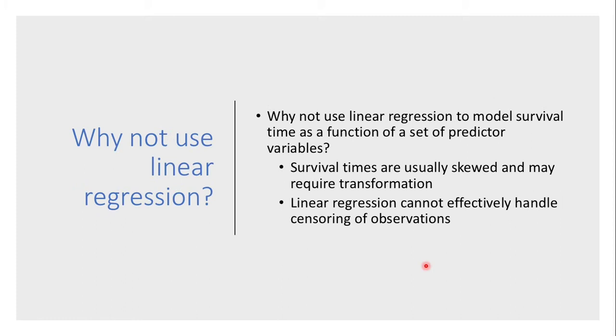Why not use linear regression to model survival time as a function of a set of predictor variables? Well, the problem is survival times are usually skewed. And so many times they're going to require transformation to make them look like a normal distribution so they can be used in a regression model. And the problem is linear regression or multiple regression cannot effectively handle what we call censoring of observations. Essentially, in linear regression, that would be considered missing data.